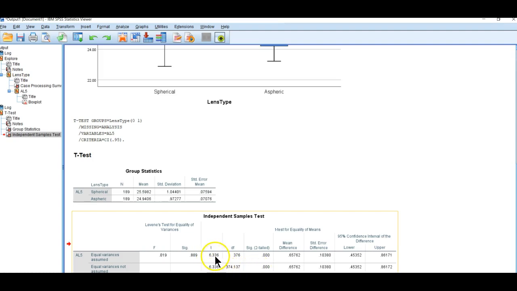So the t is 6, pretty high. That means we're 6 standard errors away from the null hypothesis of 0. The degrees of freedom are 376. That's because if you add these two up and subtract 2, you get 376.